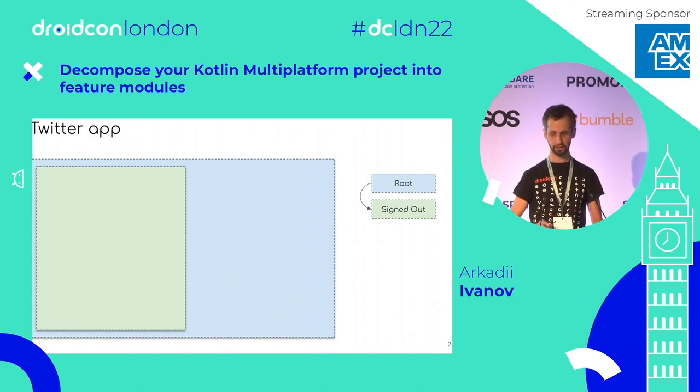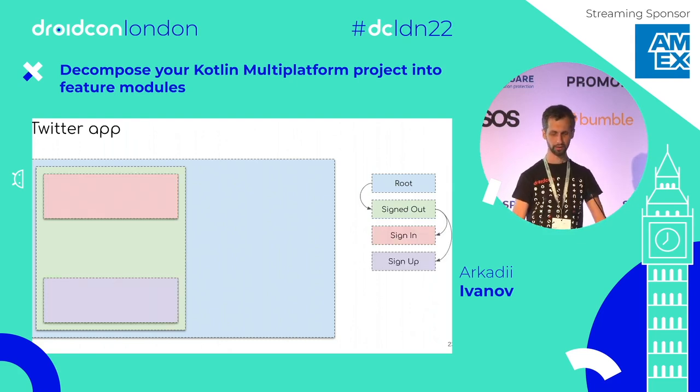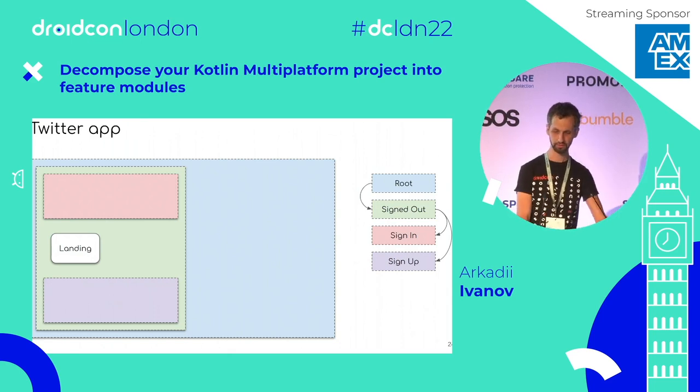And everything that should exist only while the user is not signed in can belong to a signed-out scope. This scope can contain additional, I would say, subscopes: sign in and sign up. The sign-in scope holds the login flow, and the sign-up scope holds the registration flow. The landing screen can live in its own scope, so the parent signed-out one, the green one, controls the three children and switches between them when necessary.